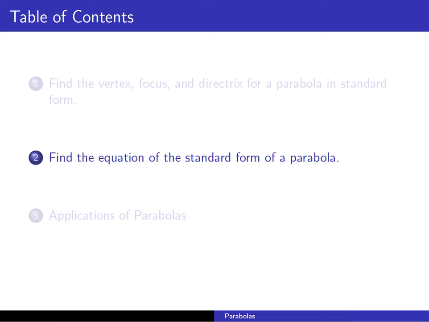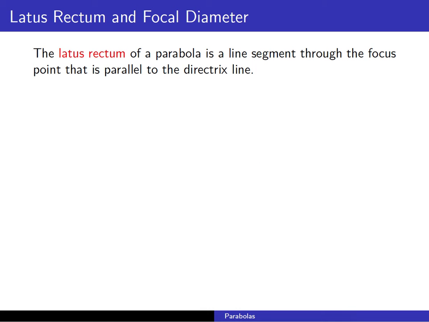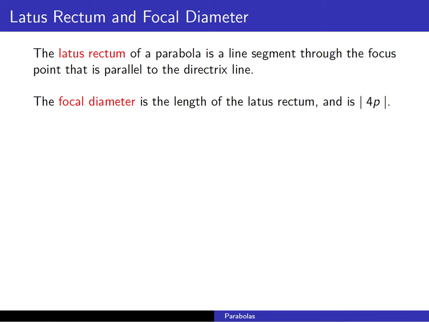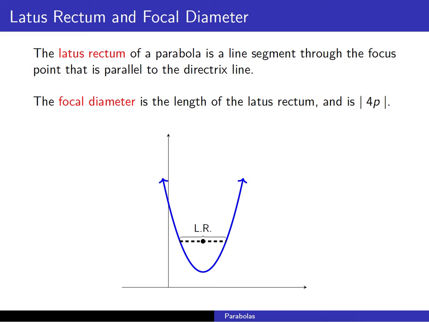In this video, we're going to take a look at finding the equation of the standard form of a parabola. The latus rectum of a parabola is a line segment that goes through the focus point and is parallel to the directrix line. We talked about focal length, which is the absolute value of p, in the last tutorial. The focal diameter is the length of the latus rectum and is the absolute value of 4 times p.